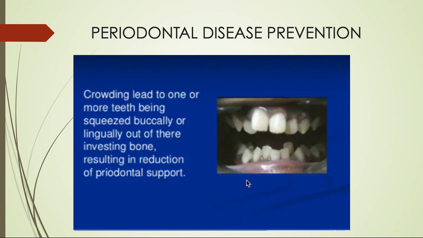Periodontal disease prevention. Crowding leads to one or more teeth being squeezed buccally or lingually out of their investing bone, resulting in reduction of periodontal support. When crowding is there, the tooth will be out of the arch, so it will lead to periodontal disease. The periodontal support will be weak for that tooth.